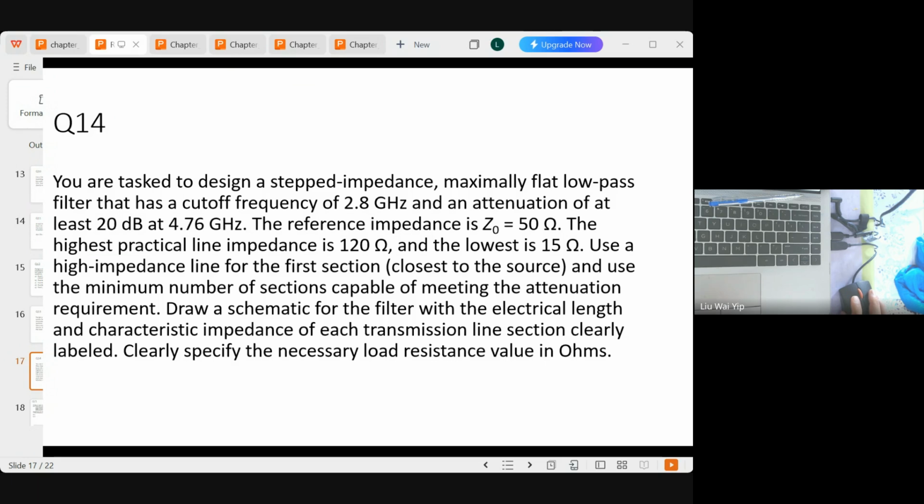It has a maximally flat passband. The cutoff frequency is 2.8 GHz, and the attenuation at the stop band is 20 dB. The stop band begins at 4.76 GHz. The reference impedance is 50 ohm. The high impedance line is 120. The low impedance line is 15. So this is the information that is given to you.